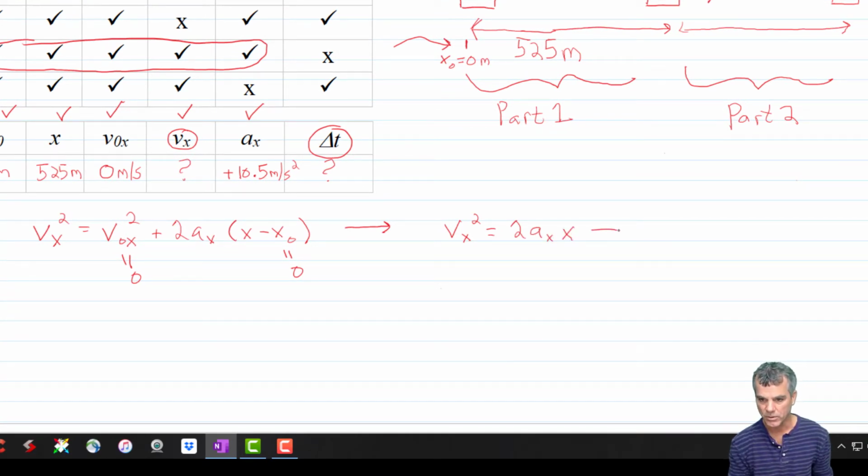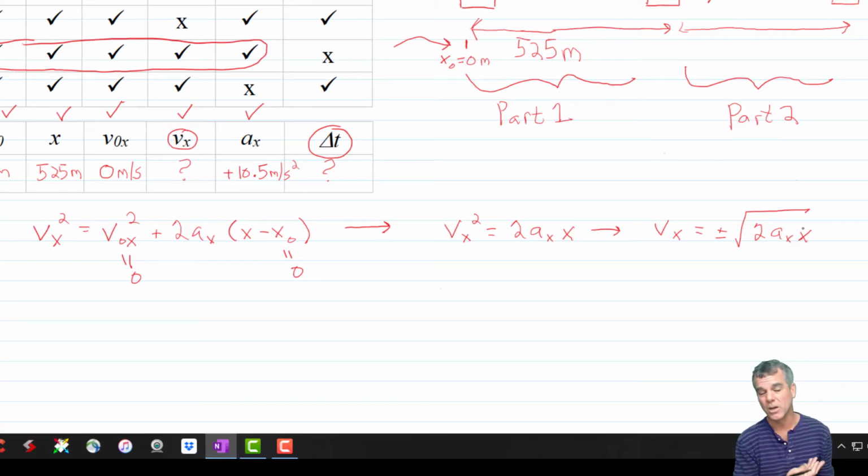Take square roots of both sides and you get Vx equals plus or minus the square root of 2 times the acceleration times the final position. Remember, anytime you're taking the square root, you always get a plus or minus. In this case, we're assuming all the motion is to the right, so I'm going to choose my positive square root for the velocity.